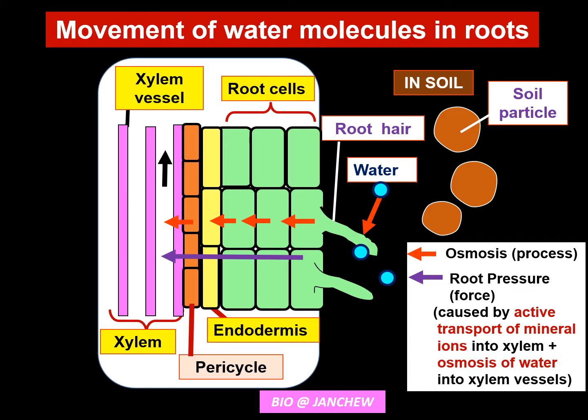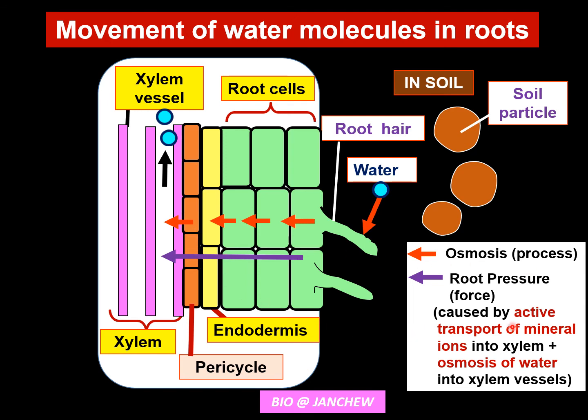Now here we have an animation of the movement of water molecules represented by the blue dots here from the soil into the root cells and up the xylem vessels of the root and the stem. So the water molecule moves from the soil into the root hair cells and then through the root cells and then up the xylem vessels. So the movement of water from the soil into the root hair cells and through the root and into the xylem vessel all occurs by osmosis, and it creates the root pressure force.